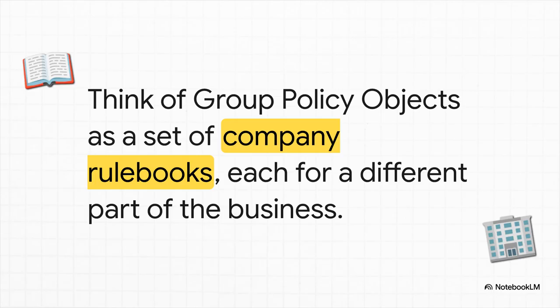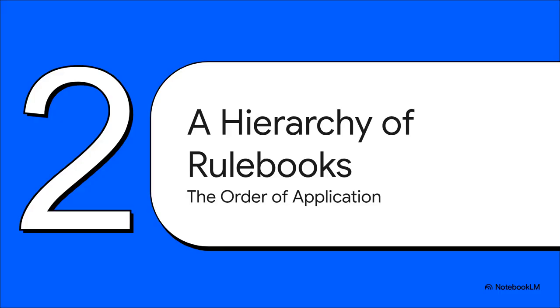Okay, to make this super clear, let's use an analogy. Let's think of group policies as a collection of different company rule books, right? You've got the main rule book for absolutely everyone. Then you have smaller rule books for specific office locations. And you even have these little specialized rule books for individual departments. And just like in a real company, these rule books exist in a hierarchy. There's a very, very specific order in which the computer reads and applies them. It's not random at all.